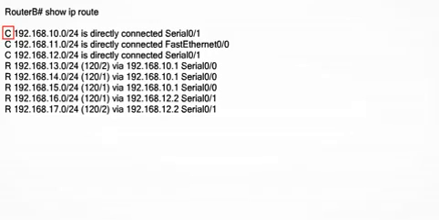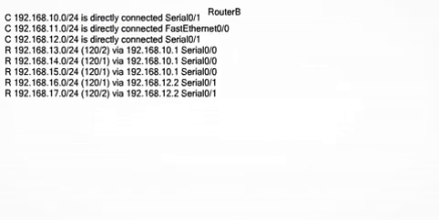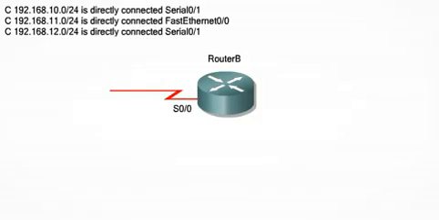The first line starting with the letter C tells us that there is a network directly connected to this router. So let's add that network onto router B's serial 0/0 interface. We also know that this is the 192.168.10.0/24 network and can add that label to the topology.